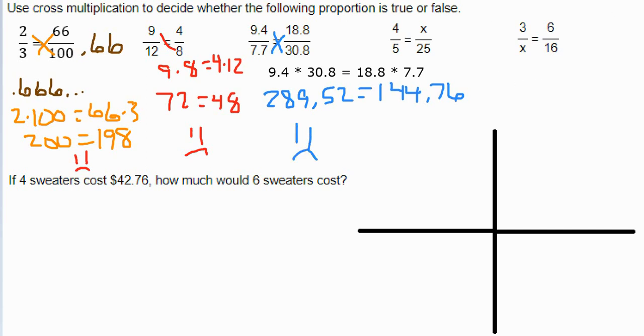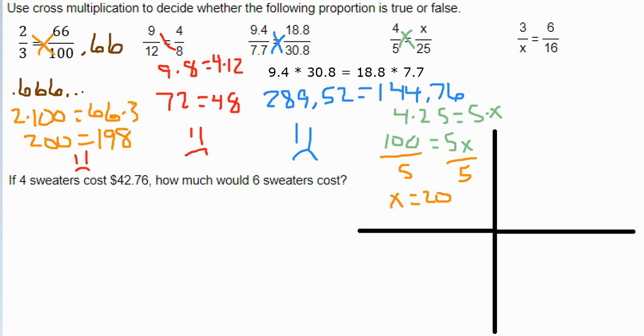The rest of them, when we have a variable, to solve this, we just need to cross multiply. So this would be 4 times 25 equals 5 times x. 4 times 25 is 100. 5 times x is 5x. And then we would simply divide both sides by 5 because 5x means 5 times x. And we would have x equals 20.